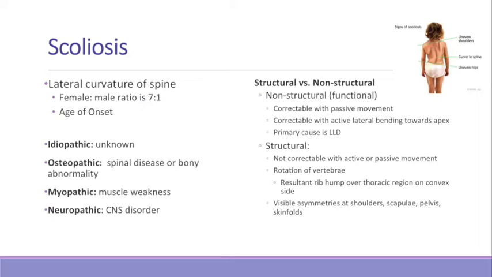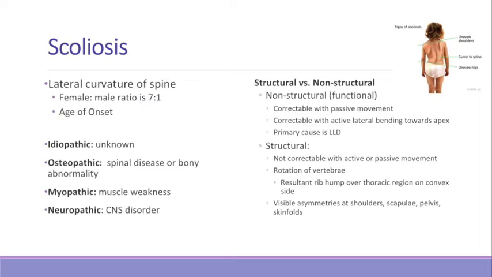The curvature can be an S curve or a C curve. Usually there is one primary curvature with a secondary or compensatory curvature that will develop to balance out the body. In some cases, there can be two primary curves as well. Convexity to the right is associated with juvenile scoliosis. Neuropathic and muscular is due to imbalances or asymmetry of muscle activity through the trunk and the spine.